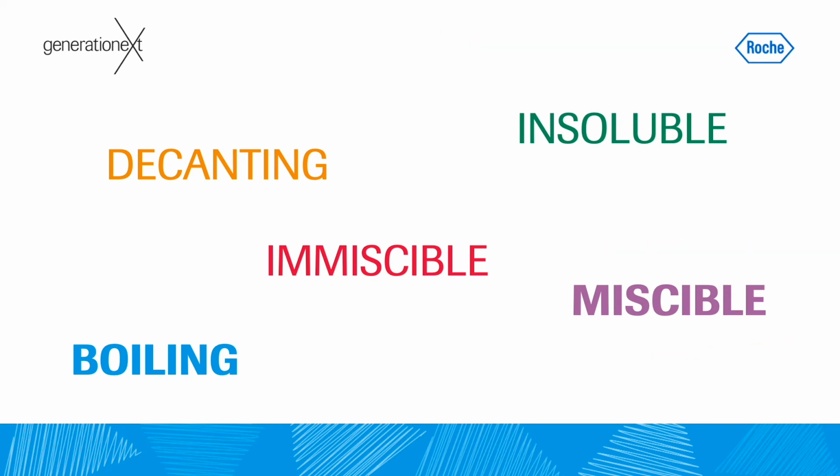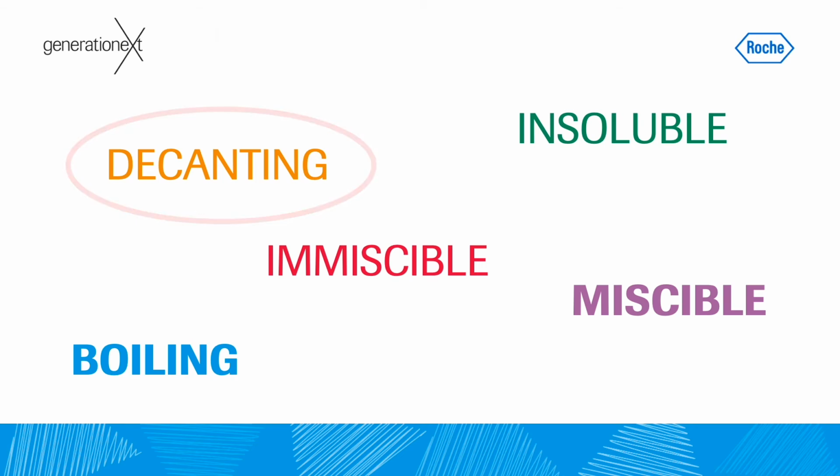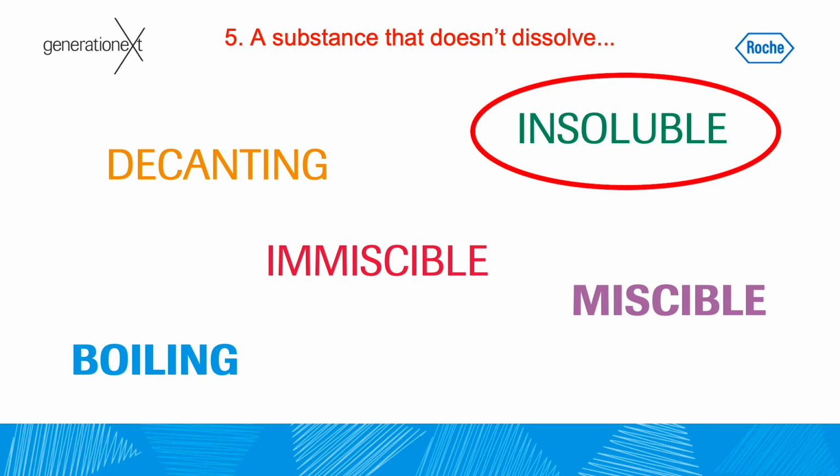Number 4. Gently pouring away one liquid. That's right, that's decanting. Now the last one. A substance that doesn't dissolve. We say that's insoluble. That's right, we say that's insoluble.